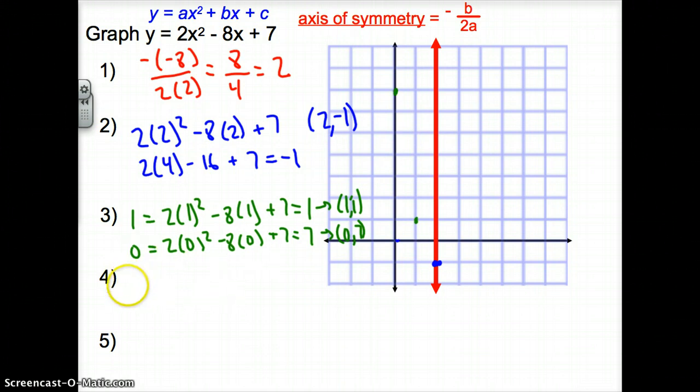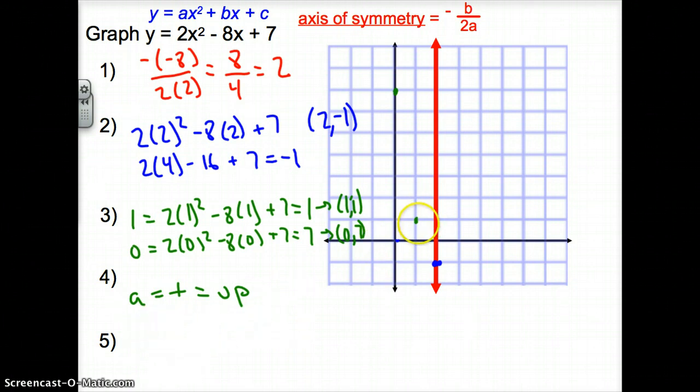Now, for number 4, I have to decide, will my parabola open up or down? Well, we know that this A is positive, so A is positive, so that tells me that the parabola opens up. Well, are my points moving up from the vertex? You betcha, they sure are, so I have the right idea.